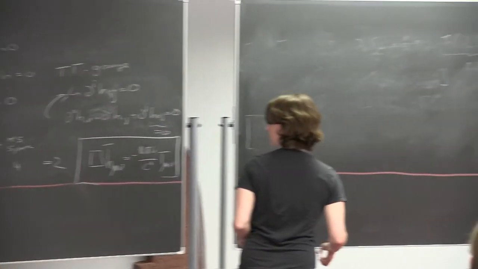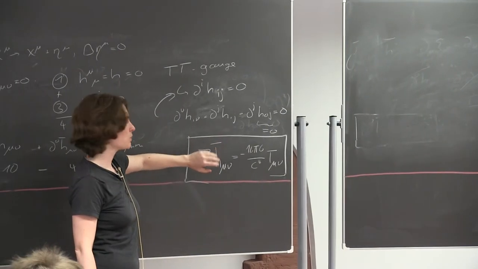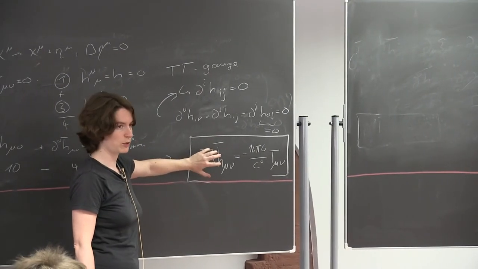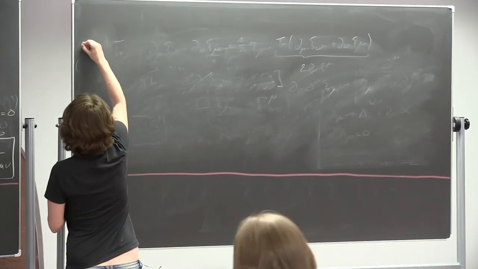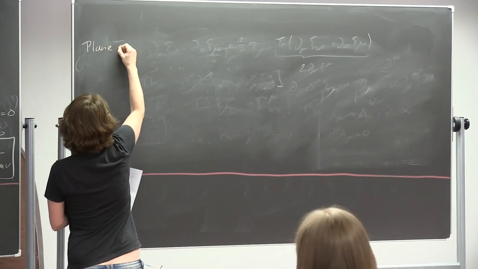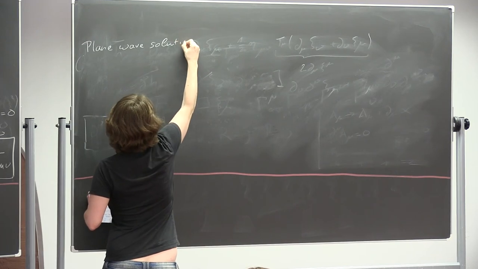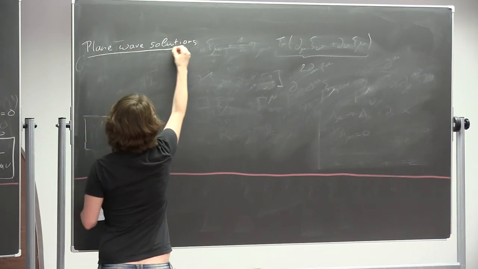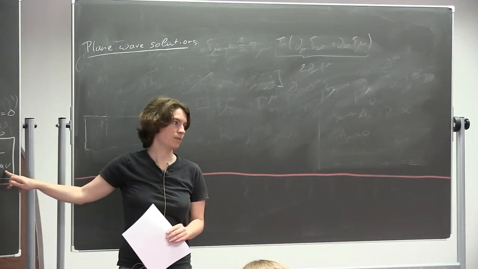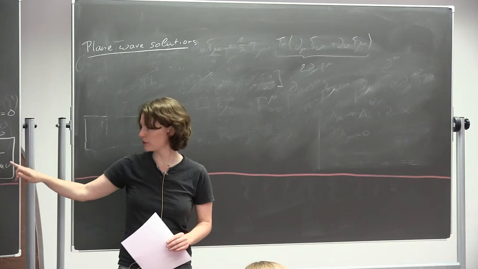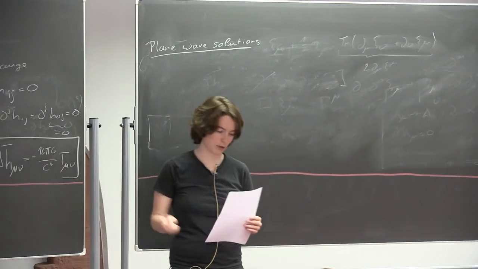Okay, so now we have our wave equation. Now what we want to do is look at solutions to this wave equation. In particular, we want to start by looking at solutions where the right-hand side here is 0. Tomorrow we will look at cases where the right-hand side is non-zero. For now, this is 0, so it's really just a freely propagating wave.